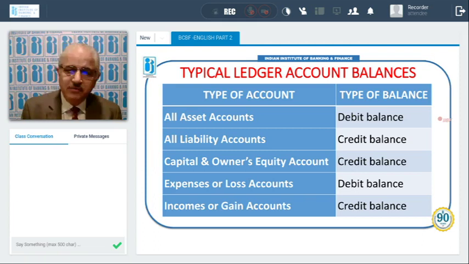Now, when we discussed the rule, debit all losses and expenses, that means such accounts will always have debit balances. And we had also talked about credit all incomes and gains. So obviously such accounts will always have credit balances.